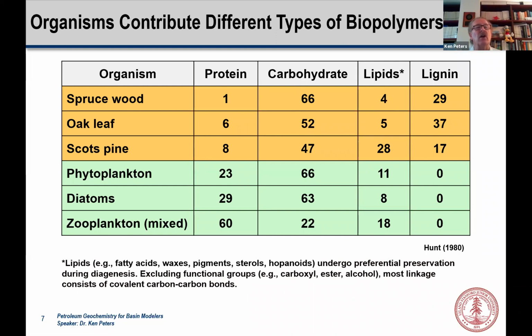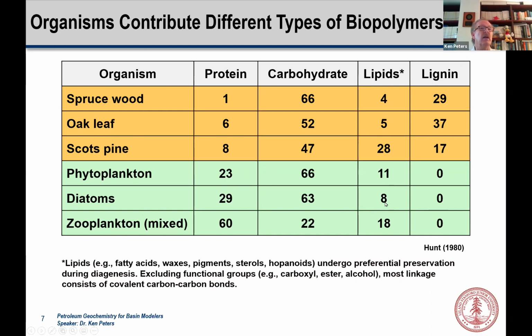So lipids, of course, have peripheral groups when they're in an organism, like a fatty acid has a carboxyl group attached to the end of the chain, but that's readily broken off during diagenesis and you end up with a straight chain, maybe a straight chain alkane. So lipids can undergo preferential preservation because of their structure, covalent carbon-carbon bonds. You see here in the phytoplankton, the diatoms, the zooplankton, lots of carbohydrate, lots of protein, no lignin, of course, but they also make a lot of lipids.